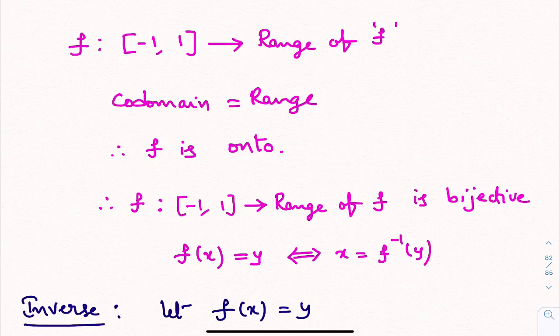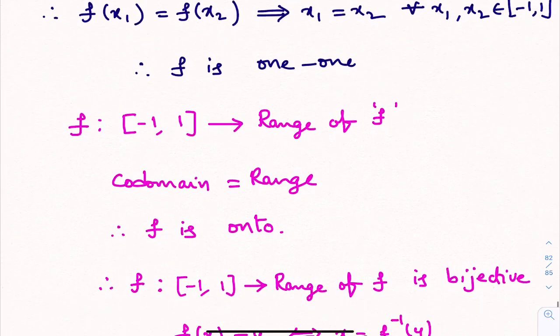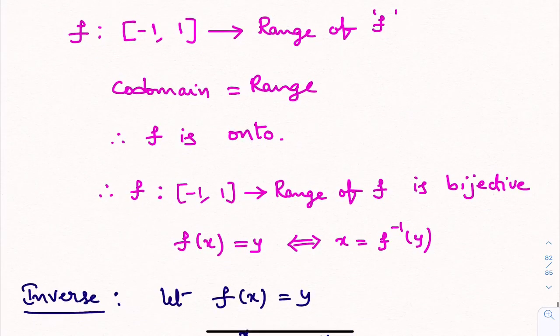Inverse of the function exists only when the function is bijective. Bijective means the function is both one-one and onto. Here, this is already one-one. To check onto, they changed this codomain.